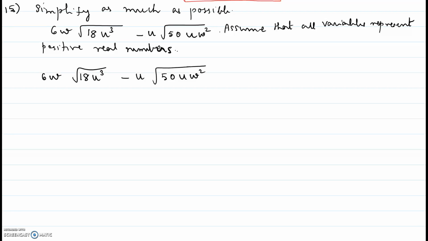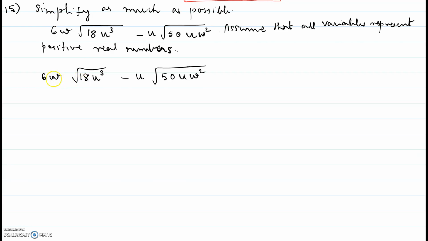Hi, in this video, I will be showing you problem number 15 of the practice final. Simplify as much as possible: 6w times the square root of 18u cubed minus u times the square root of 50uw squared. Assume that all variables represent positive real numbers. So let's take the expression 6w square root of 18u cubed minus u times square root of 50uw squared.